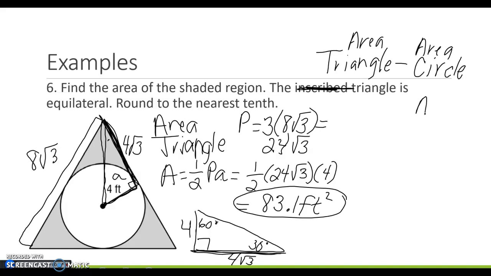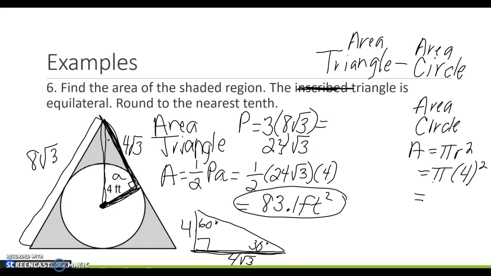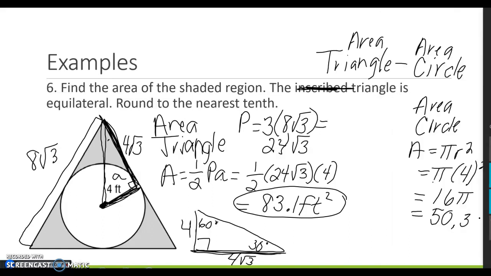So now let's do the area of my circle, and then we're going to subtract them. So area of a circle is pi r squared. So that's going to be pi. In this case, this 4 is also representing the radius of the circle. It's starting at the center and it's extending to the edge of the circle. So pi 4 squared, which would be the same as 16 pi, rounded to the nearest tenth, is 50.3 square feet.